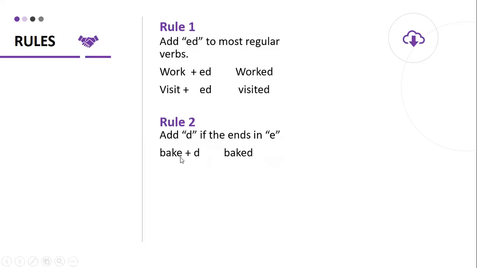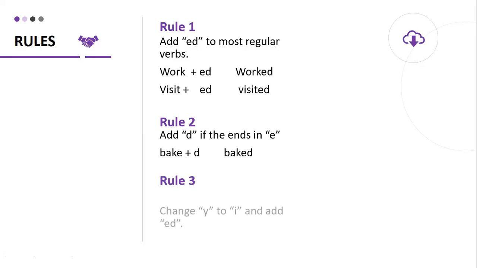It's an E. It ends in E, right? So it's not necessary to copy E: bake, E. No, right? It's not necessary. Only one E. So you add the D. So bake plus D, baked. Other example. Let me see. Invite. So invite, we only add the D, right?